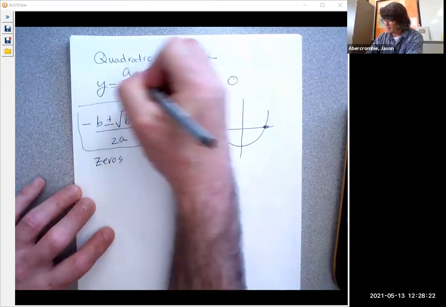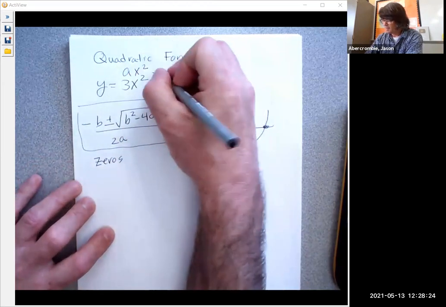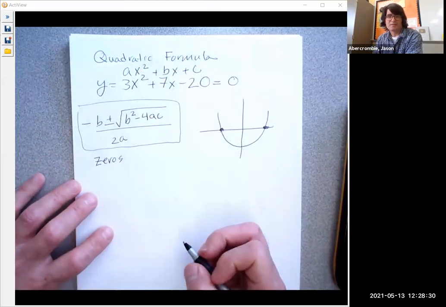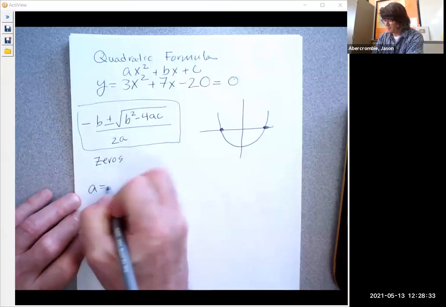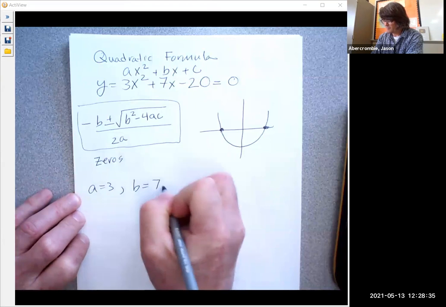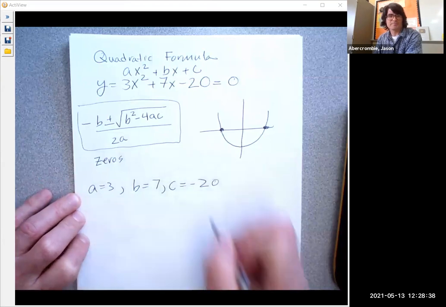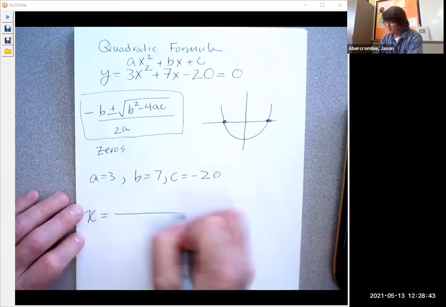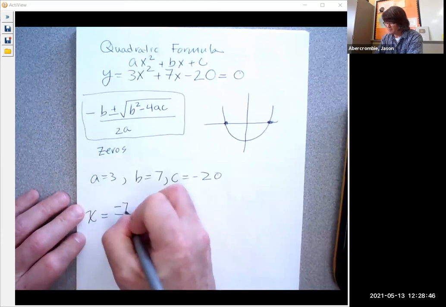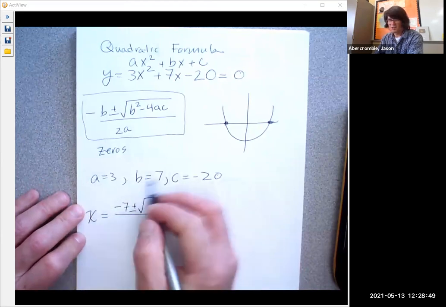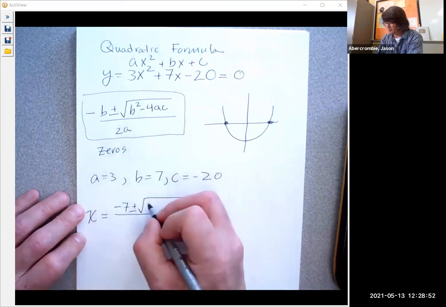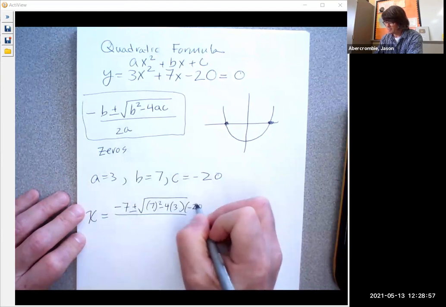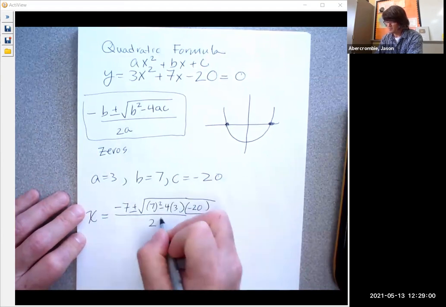And a is going to be the coefficient of the x squared, and b is the coefficient of x, and then c is whatever number is at the end. So for us here, our a is going to be 3, our b is 7, and c is negative 20. And so we're going to put these into the formula. We'll say the zeros equal negative b, that's negative 7, plus or minus the square root of b squared, that's going to be 7 squared, minus 4 times a times c, all over 2a, just like that.